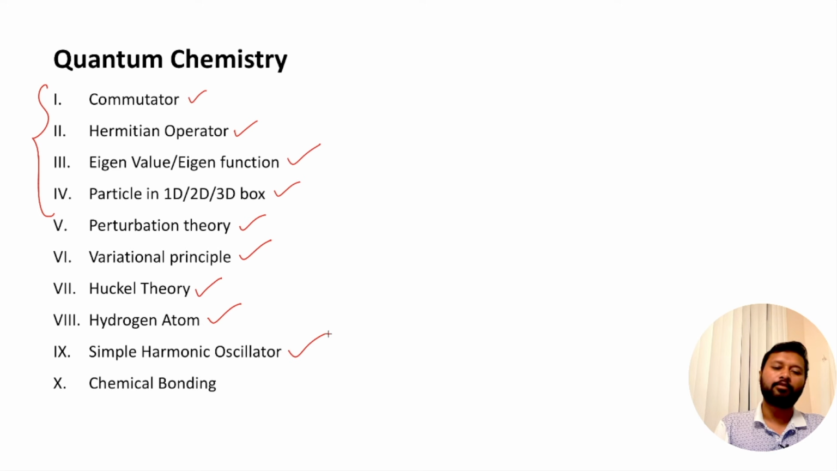Then you get questions on the simple harmonic oscillator, and then things related to chemical bonding, where the hybridization of a particular wave function is given, and how much percentage of S character and how much percentage of P character is there. Related questions are asked, or overlap integral is asked, or orthogonality related questions, normalization of wave functions. Those things come in chemical bonding. You should be able to do such questions.